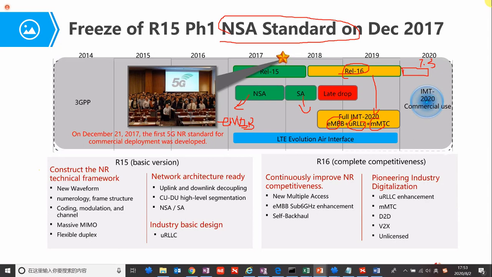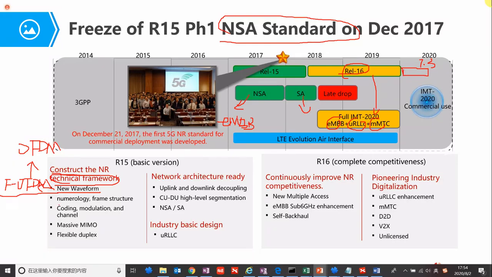Now, the technology about 5G, the construction of the NR technical network. First, the new waveform, like filtered OFDM, and next we'll introduce it in detail. You know, our 4G just uses OFDM, and F-OFDM has higher efficiency than OFDM.